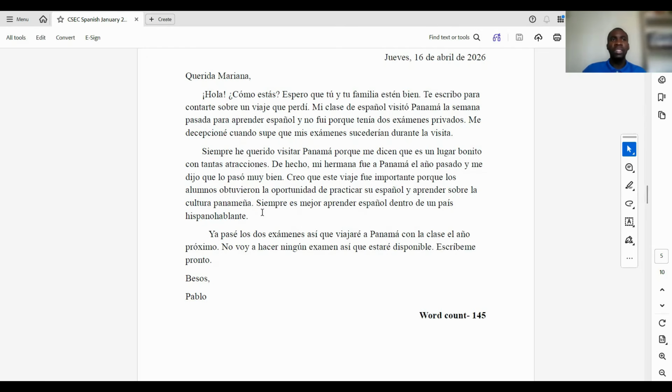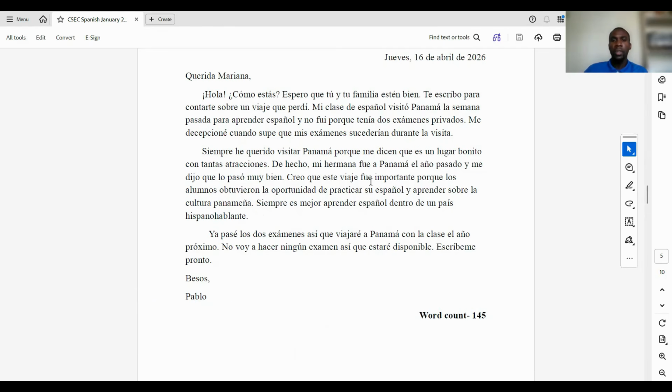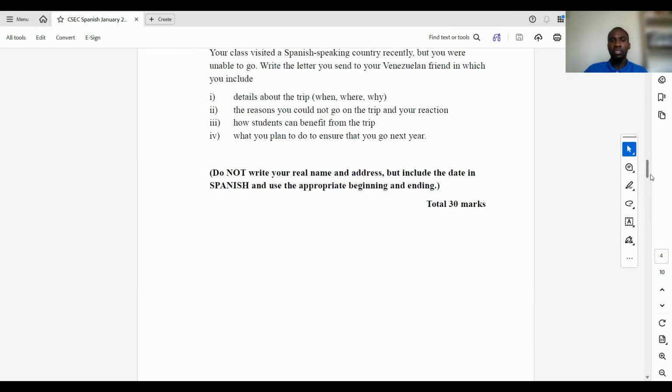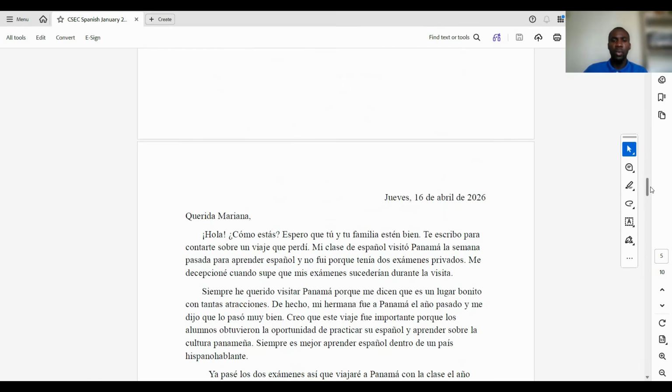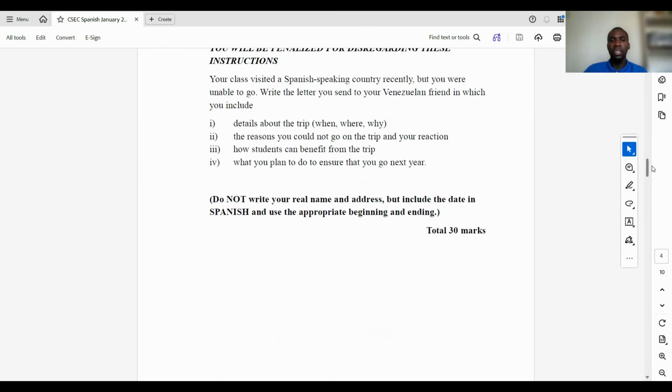So two objectives with one action, right? So in Spanish, the expression for that is matar dos pájaros de un tiro. So killing two birds with one stone. Muy bien. So that was the importance of the trip. So students could or were able to practice their Spanish and learn about Panamanian culture, okay?